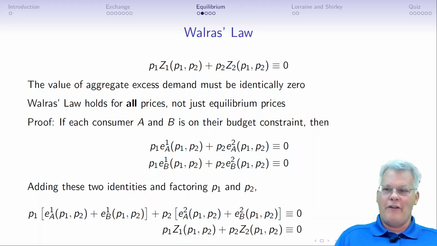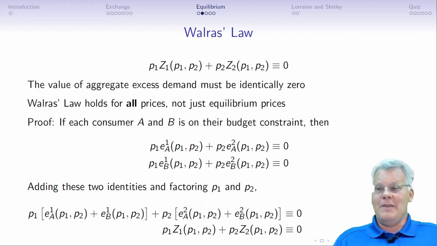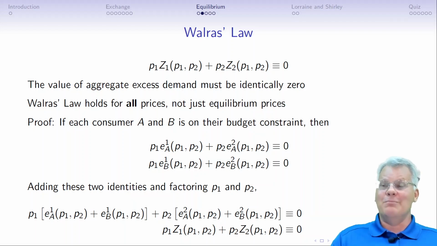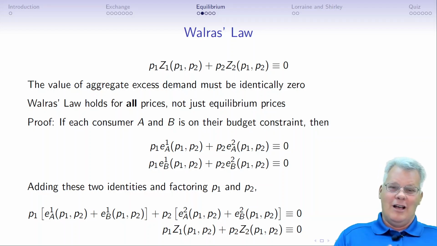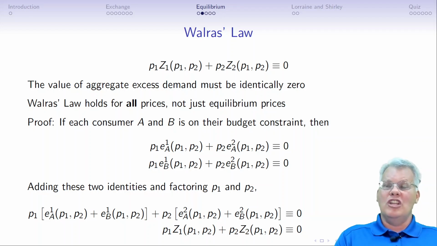And of course we know that consumers must be on their budget constraint, right? Because if preferences are monotonic, meaning that more of the good can never make you worse off, consumers will be on their budget constraints. So then the value of each individual consumer's excess demand also has to be identically zero, right? If that were not so, it would be possible to basically make endless money through arbitrage, right? So that can't be. The value of each individual consumer's excess demand is zero when they're on their budget constraint.